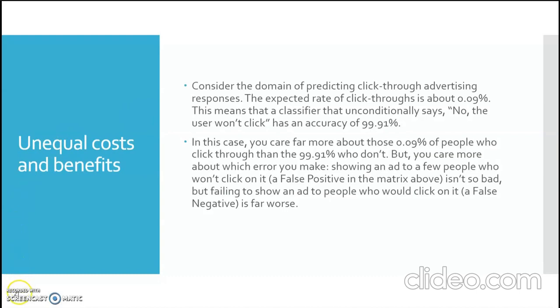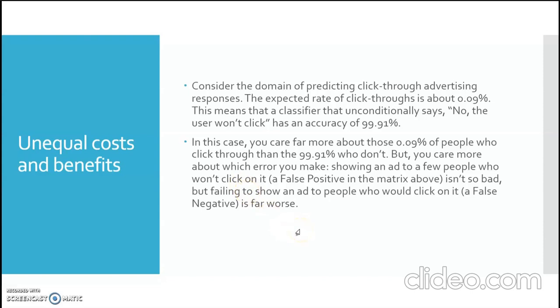So let's consider a domain of predicting click-through advertising responses. The expected rate of click-throughs is about 0.09%. This means that a classifier that unconditionally says no, the user won't click, has an accuracy of 99.91%. So in this case, you care far more about the 0.09% of people who click than the 99.91% who did not. You care more about which error you make.